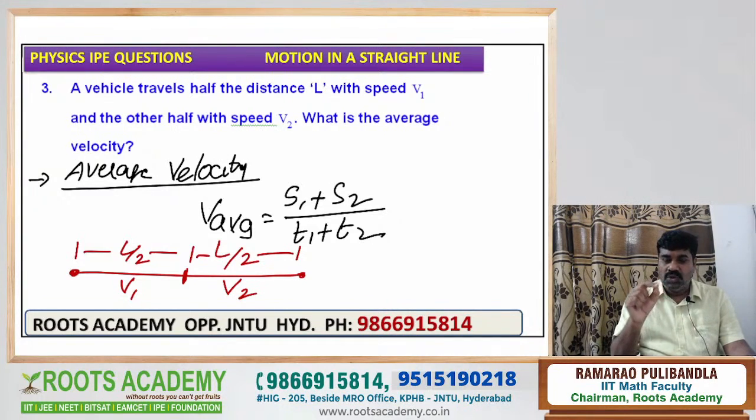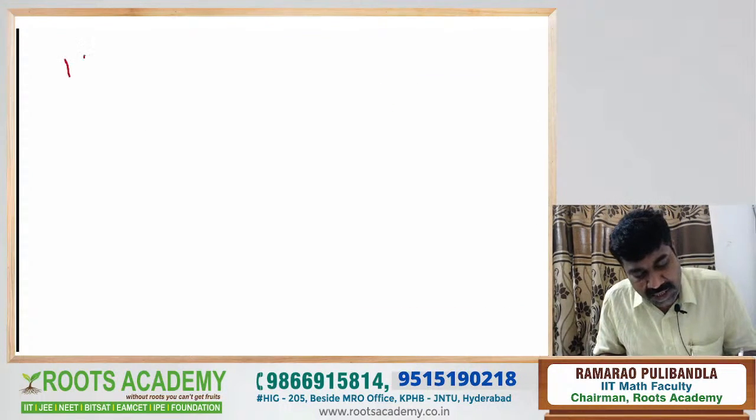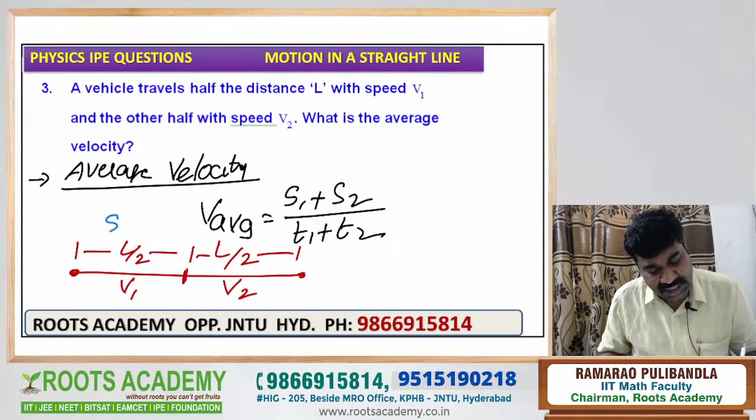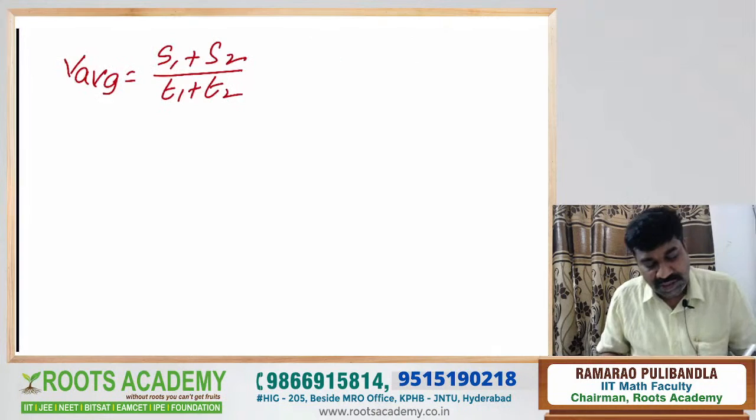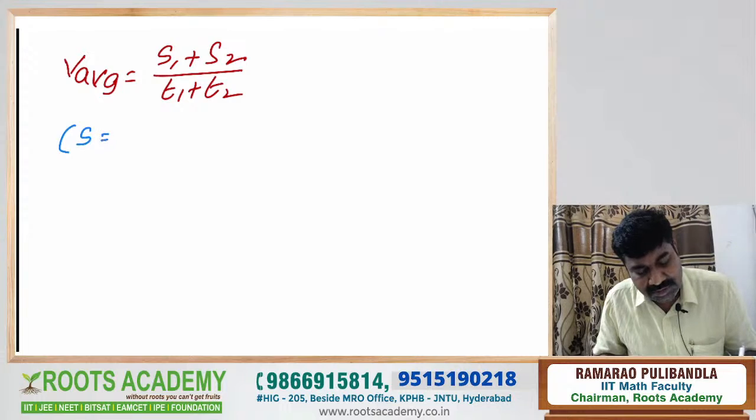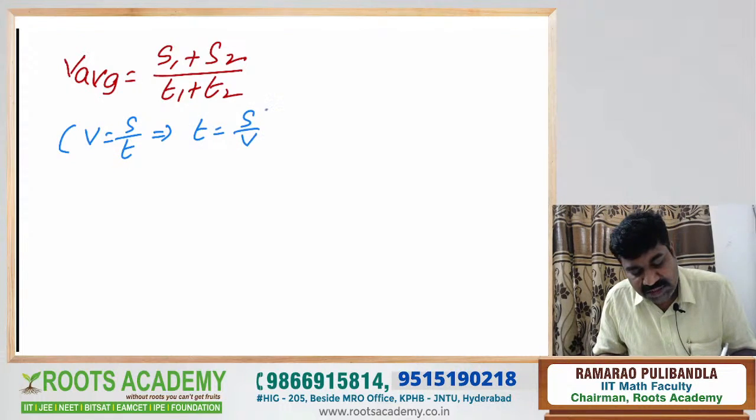The average velocity is equal to total displacement by total time taken. So V average is equal to S1 plus S2 by T1 plus T2. Here L by 2 is nothing but S1 and this L by 2 is nothing but S2. S1 and S2 values are there, but there are no time T1 and T2 values. What are the T1 and T2 values? Here velocity is equal to displacement by time. That implies time is equal to displacement by velocity.